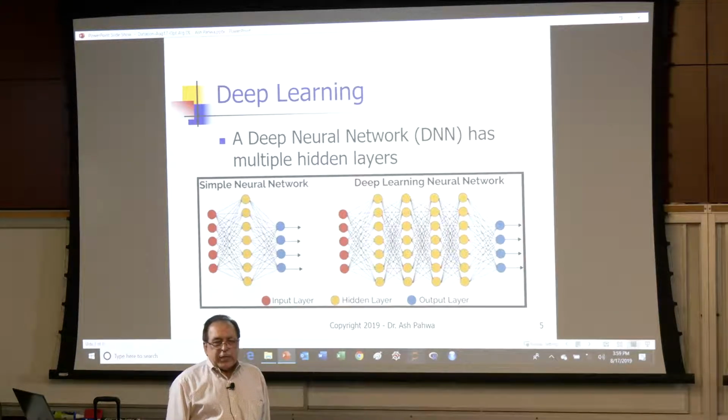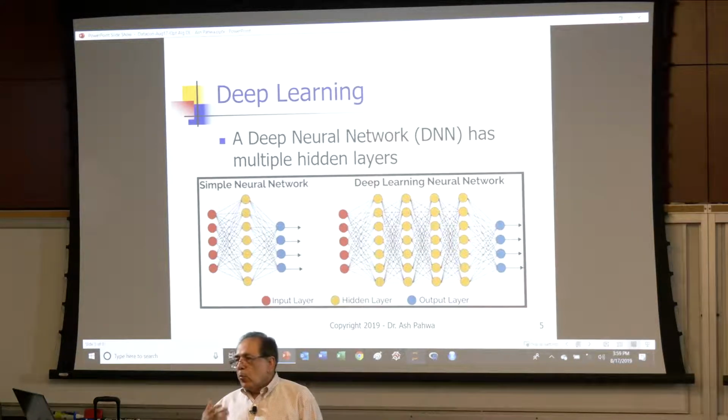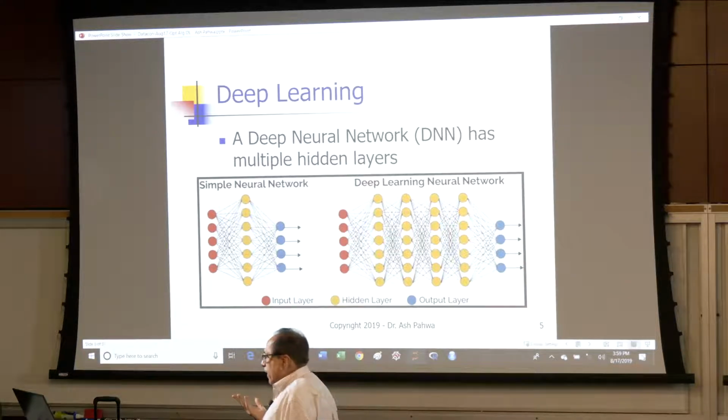So the first question is, what is deep learning? Deep learning is a neural network which contains more than one hidden layer. If you have a neural network, you have an input layer, and then you have the output layer and the hidden layer. And if you have more than one hidden layer, then of course it becomes deep learning.